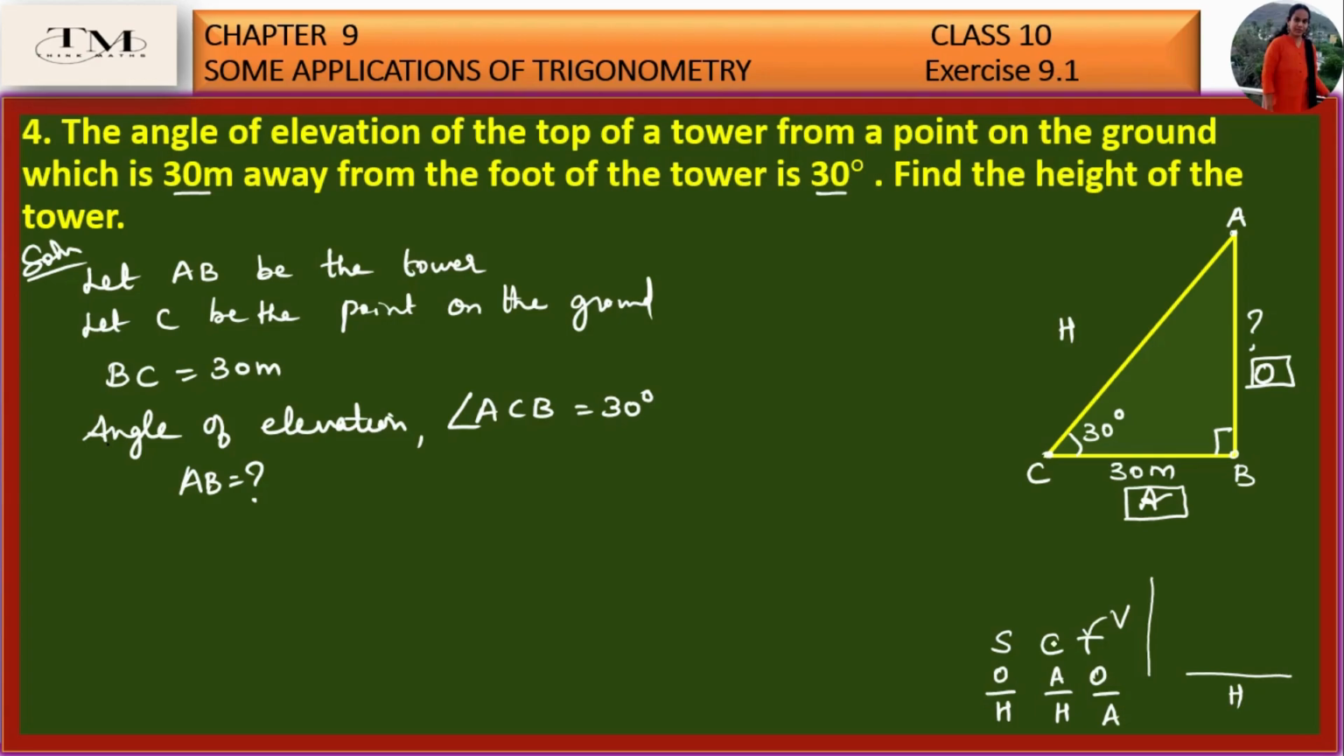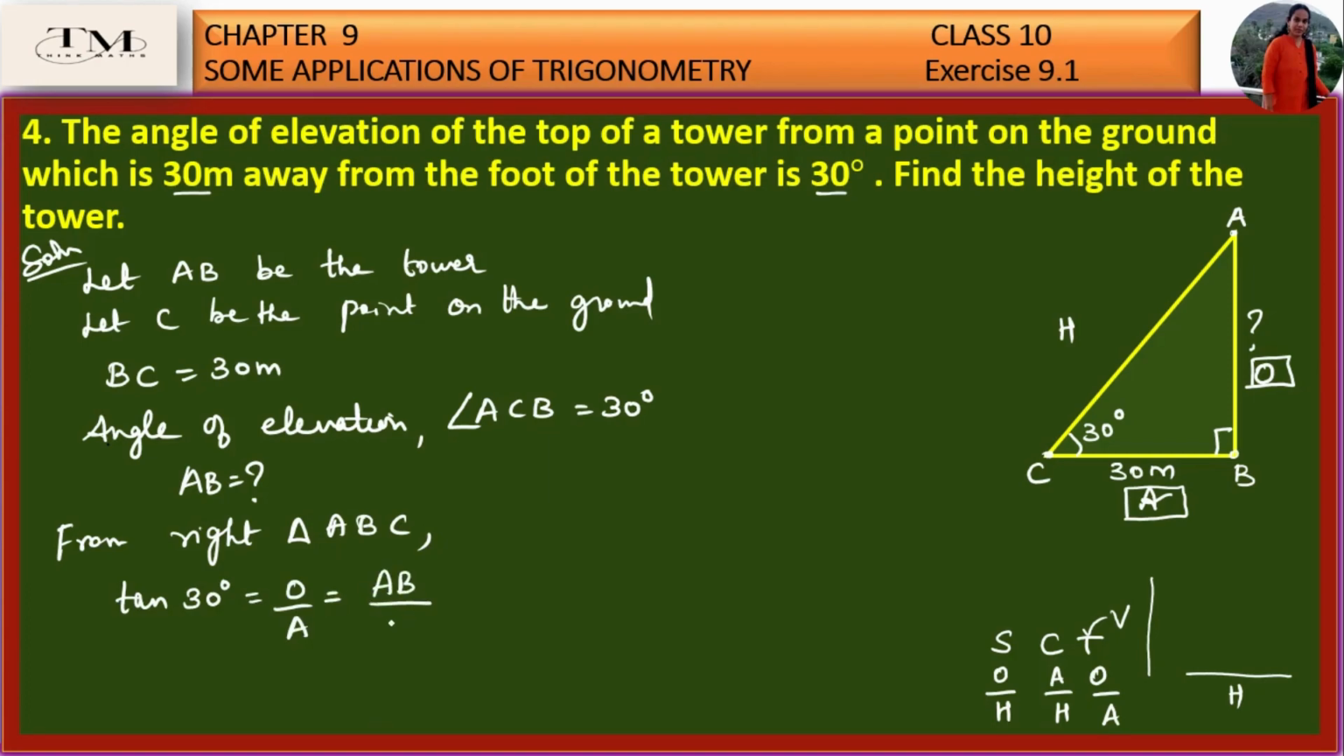So this is sine, cos. Sine is for opposite by hypotenuse. Cos is for adjacent by hypotenuse. And tan is for opposite by adjacent. So it is for O and A. That is tan. So let us use from right triangle ABC, tan 30 degree. So tan 30 degree equal to opposite by adjacent. So opposite side is AB.